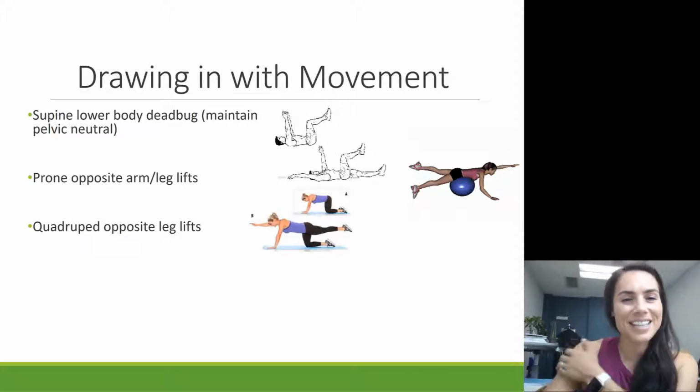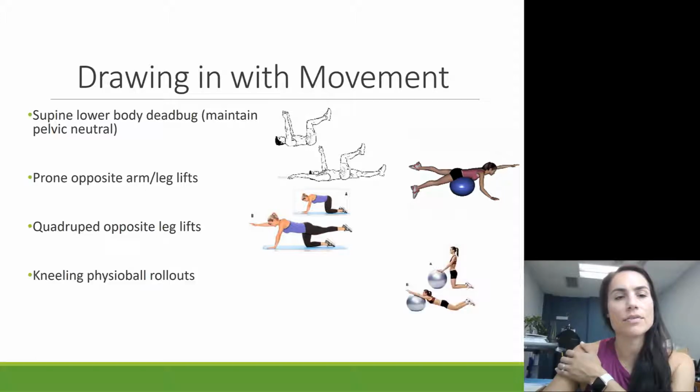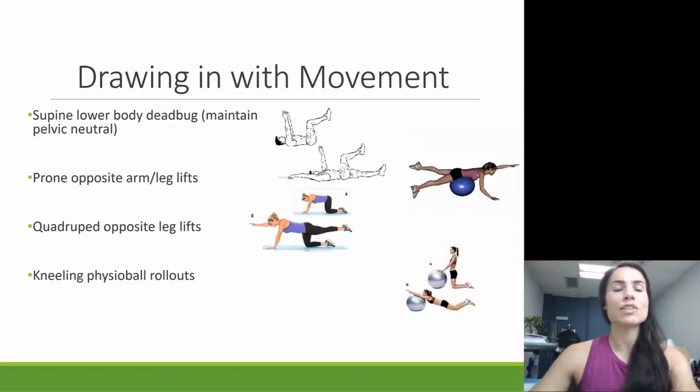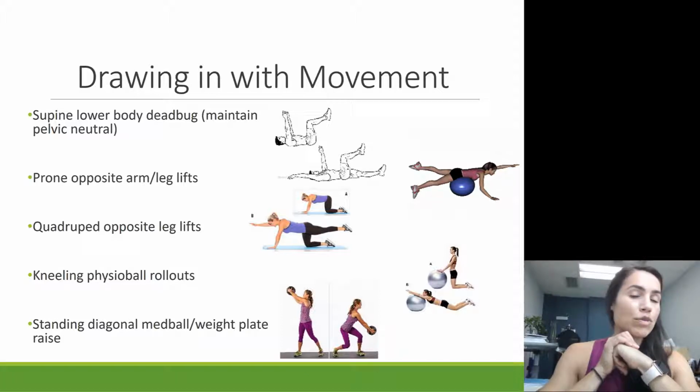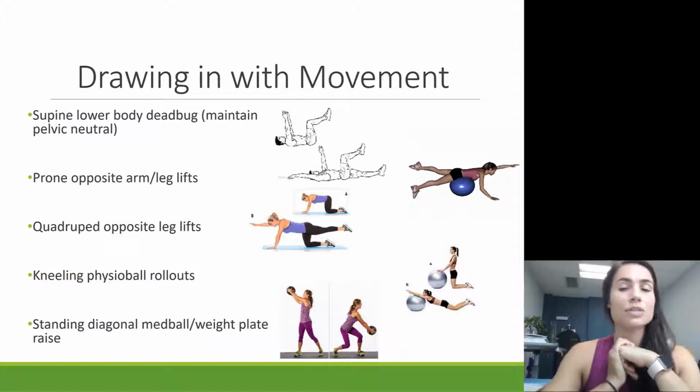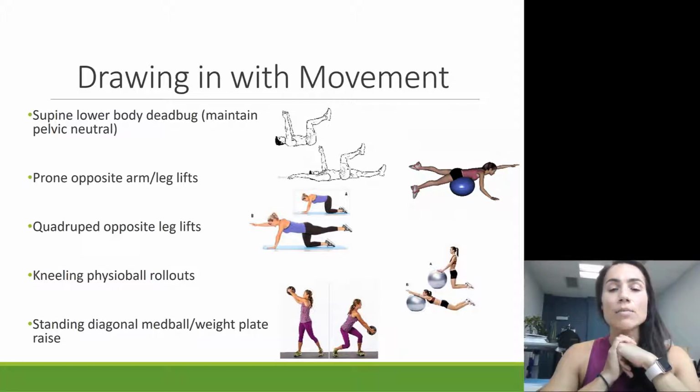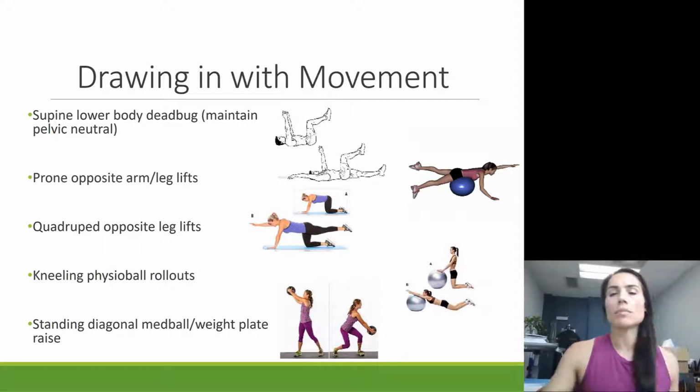Quadruped opposite leg lifts. Okay, so this is like bird dog, if you've ever seen this. Kneeling physio ball rollouts. You can see this is a very challenging exercise for most people. You can also do this on a TRX. That's a nice option, but it very much engages those transverse abdominals and those deep pelvic floor muscles. And then I really like this movement because it's not just core, right? It's functional training. So now we're utilizing a little bit more muscles. Standing diagonal med ball weight plate raise, right? This basically looks like a wood chop, but by doing this movement, you are going to be involving the postural muscles.